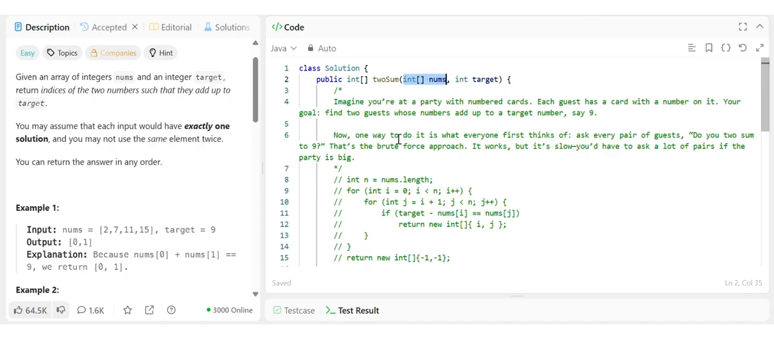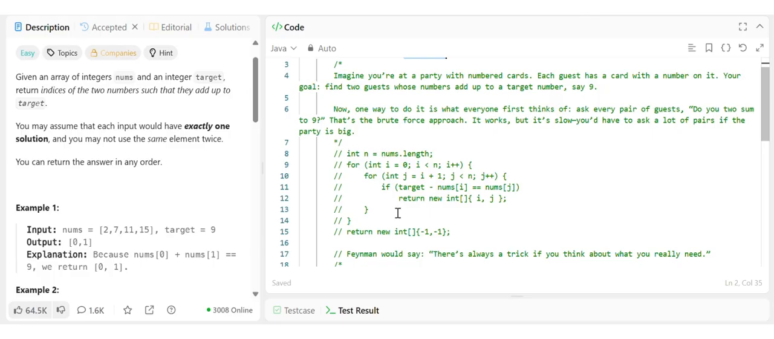Now, one way to find the two guests whose numbers add up to the target is what everyone would think of at first: ask every pair of guests, do you two sum to 9? That's the brute force approach. It works, but it's slow, and you would have to ask a lot of pairs if the party is big. And that is the brute force approach which is given over here.